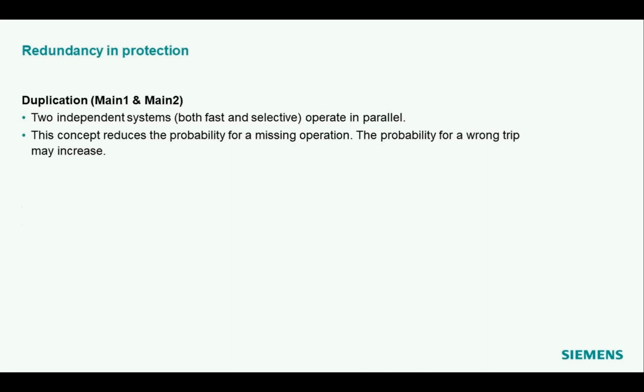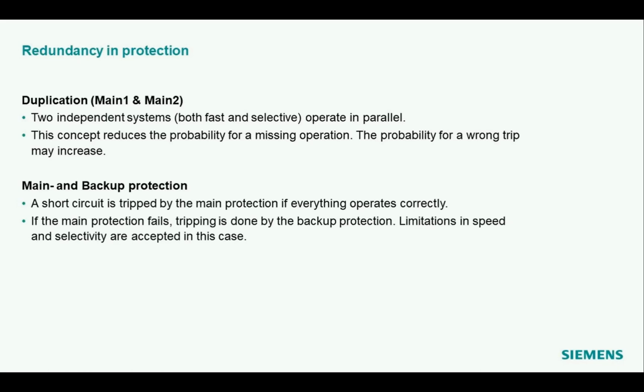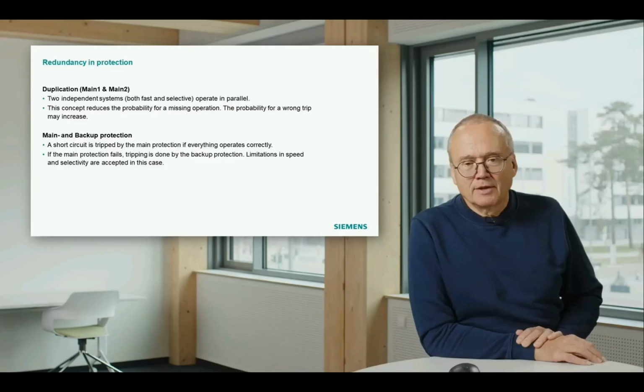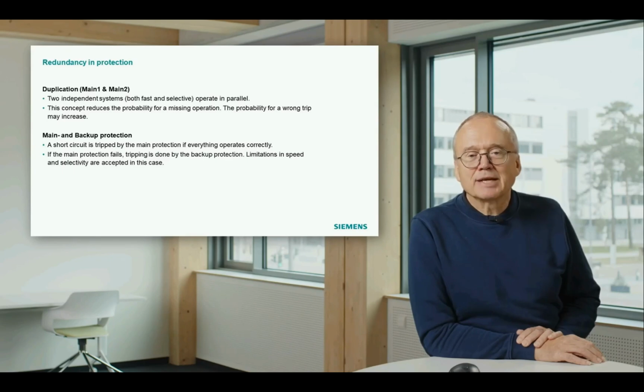Here you see again the comparison. Duplication means two independent systems operate in parallel, and the other one was main and backup protection, and there we accept some limitations in speed and selectivity in case of the backup situation.